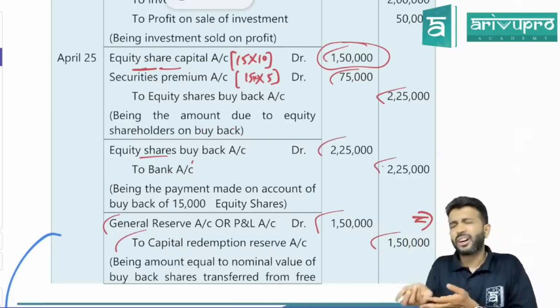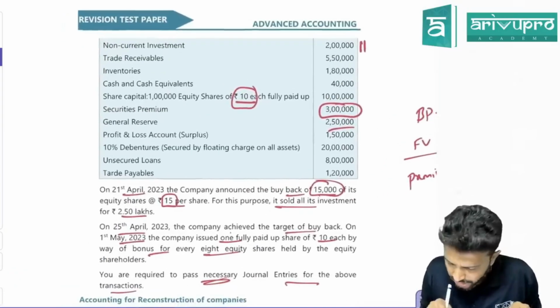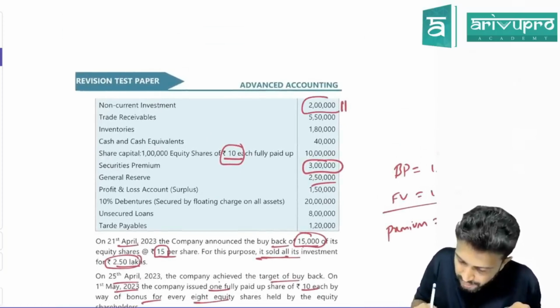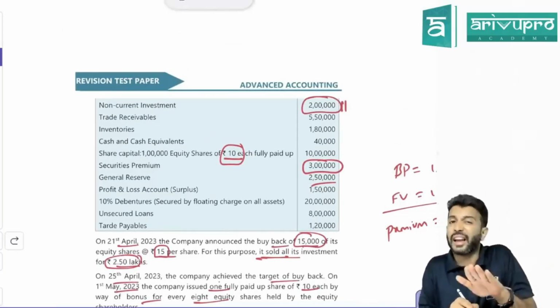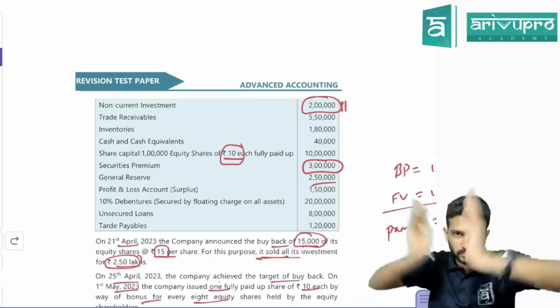Fine. But to finance this buyback, I think the company here also sold some investment, they told. No? For this purpose, they sold all the investment for 2.5 lakh. What is the value of investment in the balance sheet, sir? 2 lakh. You sold it for how much? 2.5 lakh. That means company made profit or loss? Profit. Don't say capital reduction account.